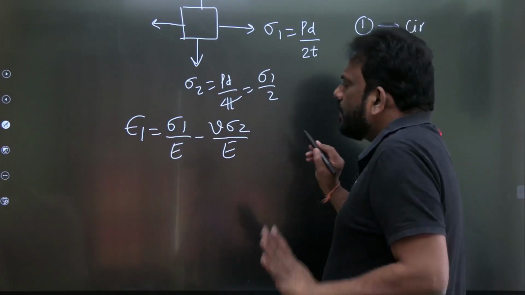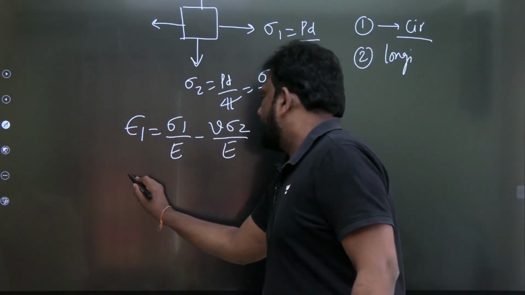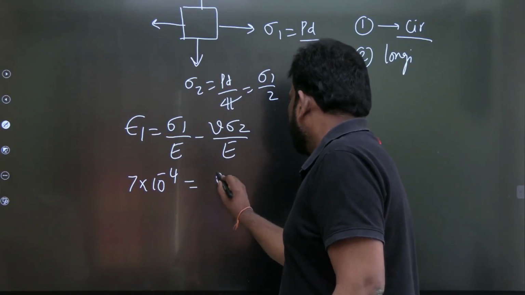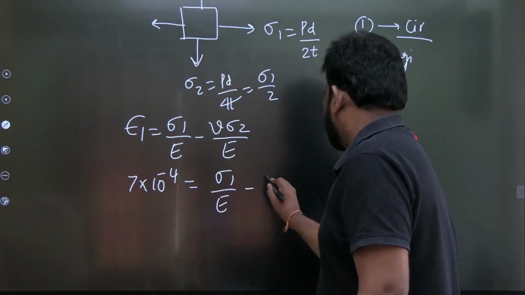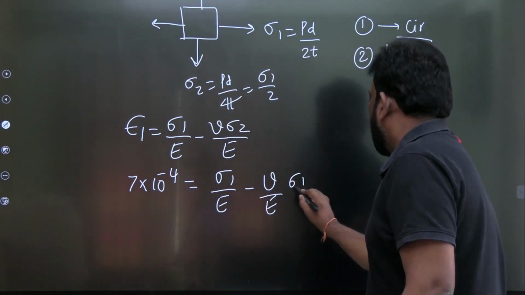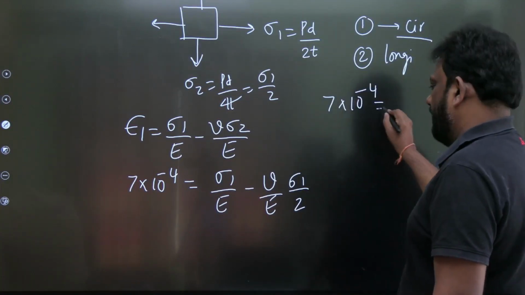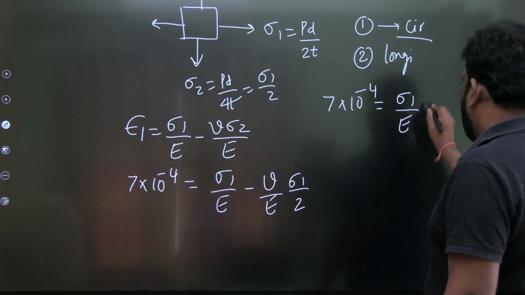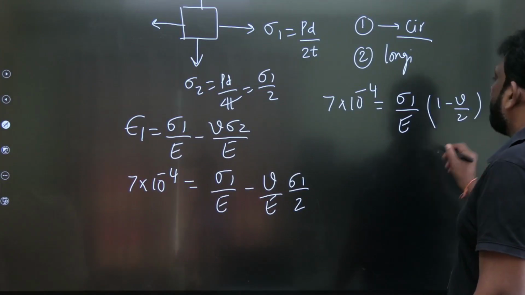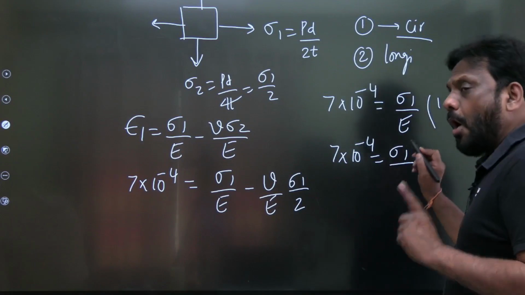Now, let us try to calculate. The circumferential strain is already given. Epsilon 1 is circumferential, given as 7 into 10 raised to minus 4. This is equal to sigma 1 by E minus nu by E sigma 2. But what is sigma 2? It is sigma 1 by 2. So 7 into 10 raised to minus 4 is equal to, taking sigma 1 by E common, sigma 1 by E into 1 minus nu by 2.